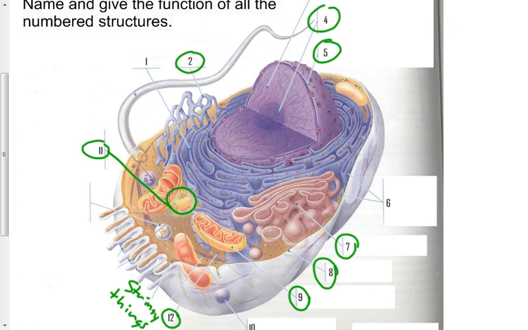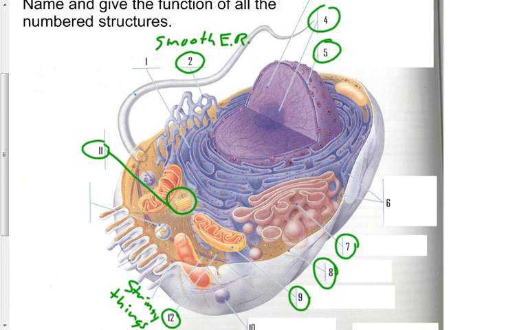Okay, smooth ER for number 2. What does the smooth ER do, Faith? Okay, who knows what the smooth ER does? Cam. Okay, one of its jobs is it gets rid of toxins. What else? Produces lipids. Synthesizes lipids, yes. Okay, breaks down complex carbohydrates and produces hormones.